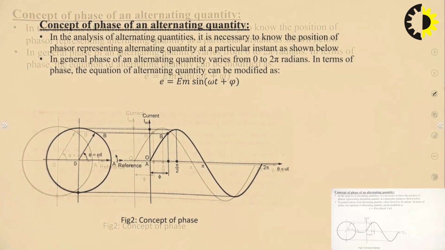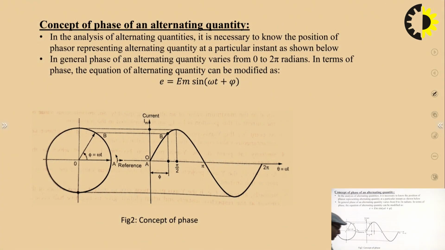Now, the concept of phase of an alternating quantity. What is the meaning of phase of an alternating quantity? We have seen that an alternating quantity is represented by a phasor. Phasor means a line having length equal to the peak value and rotating continuously anti-clockwise. So it means the phase angle of an AC quantity is continuously changing from 0 to a whole cycle, that is, 2 pi.